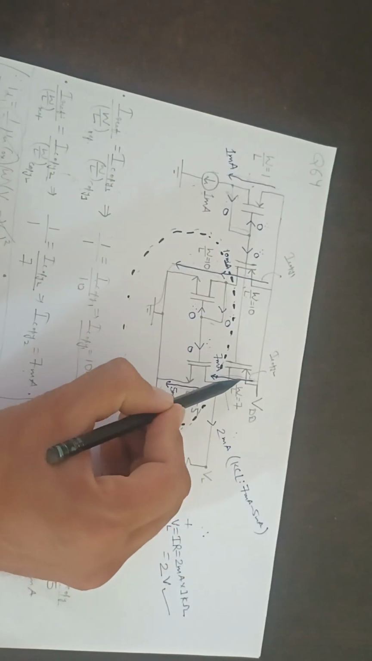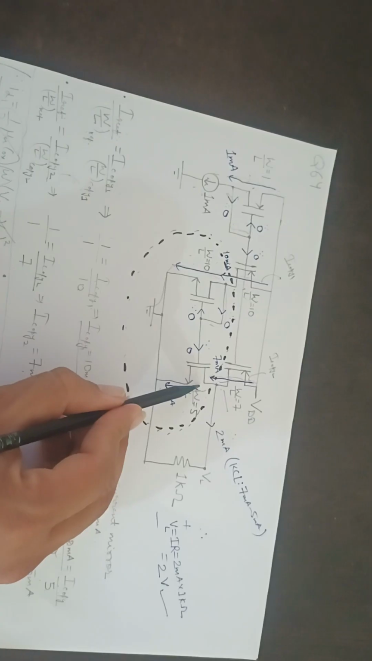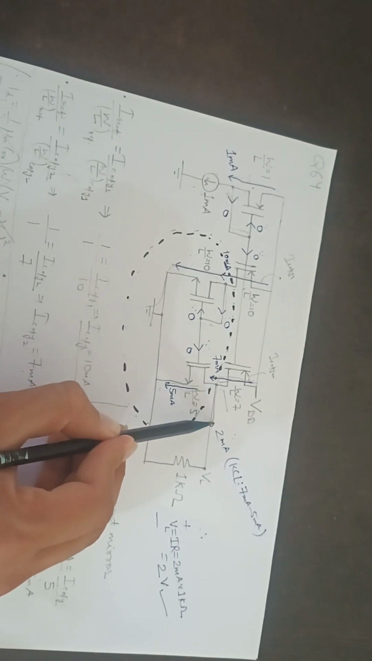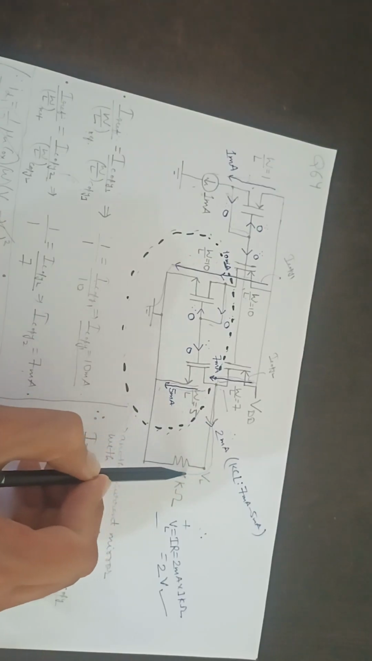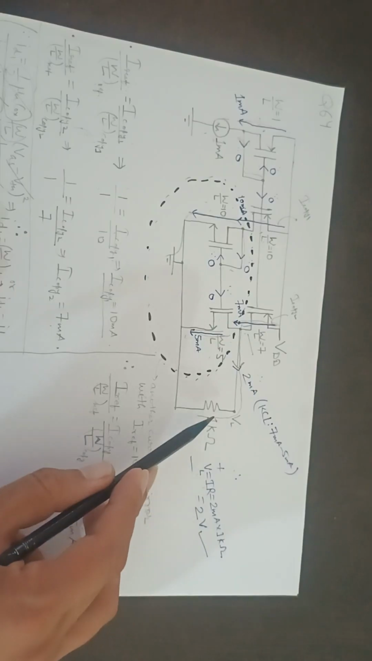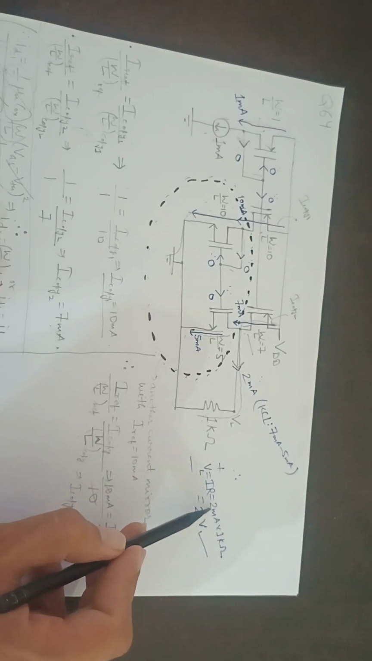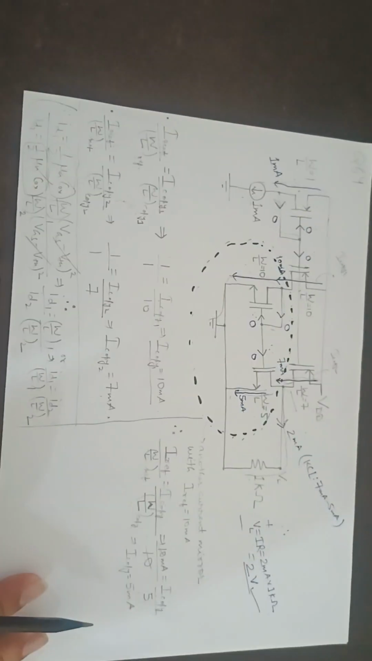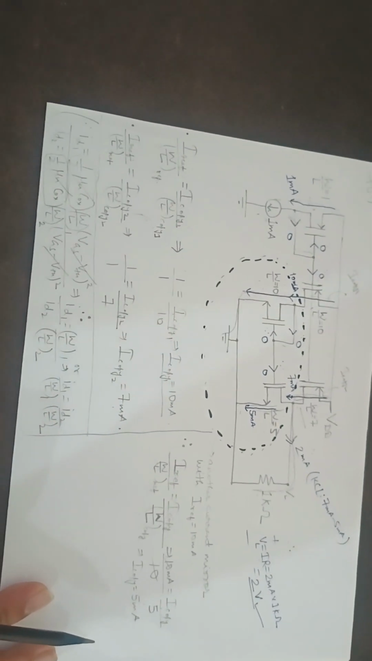So 7 milliampere was coming from top, 5 is going down, so the remaining 2 milliampere has nowhere to go except in this branch, so 2 milliampere will flow like this. Therefore the voltage drop across this 1 kilo ohm will be 2 milliampere into 1 is 2 volts, so VL is equal to 2 volts. Okay, so this is the correct answer.